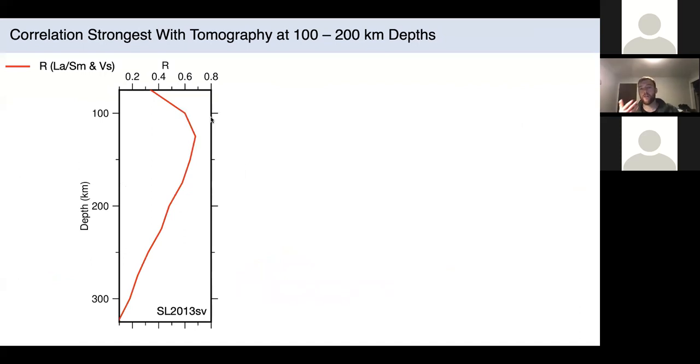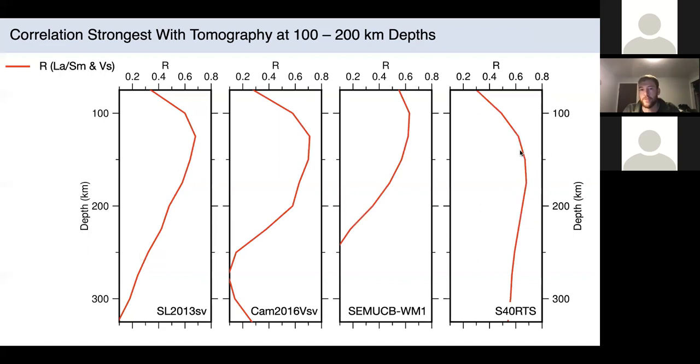Although our correlation doesn't change significantly if we change the way we filter the data, it changes significantly as a function of depth. So we find our highest correlation coefficient at around 125 kilometers depth, and this correlation decreases as we become shallower because crustal bleeding or changes in lithospheric thickness begin to affect the correlation. And as we go deeper, our correlation reduces because the temperature structure the tomography is seeing is different to that in the melt region. And again, this is true for a wide range of tomography models.